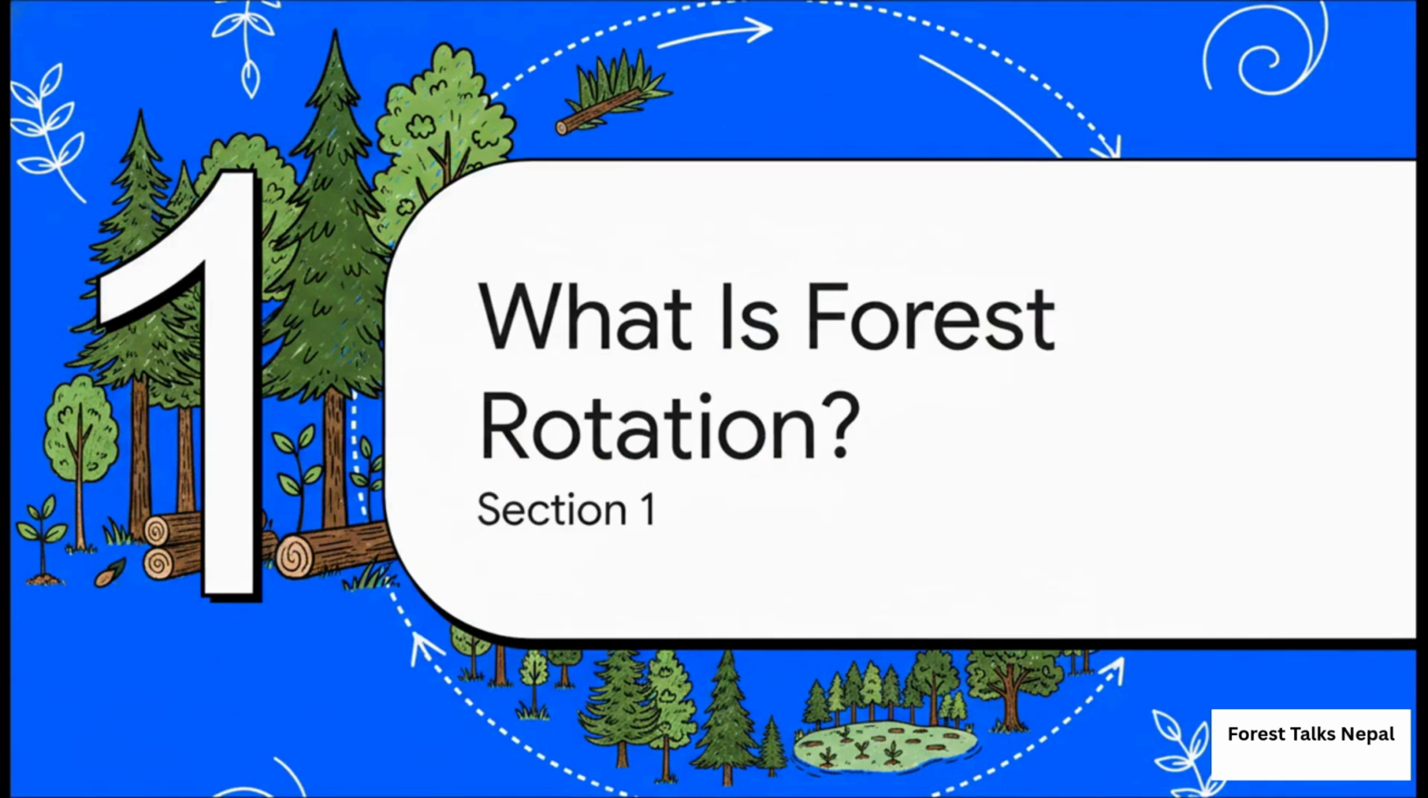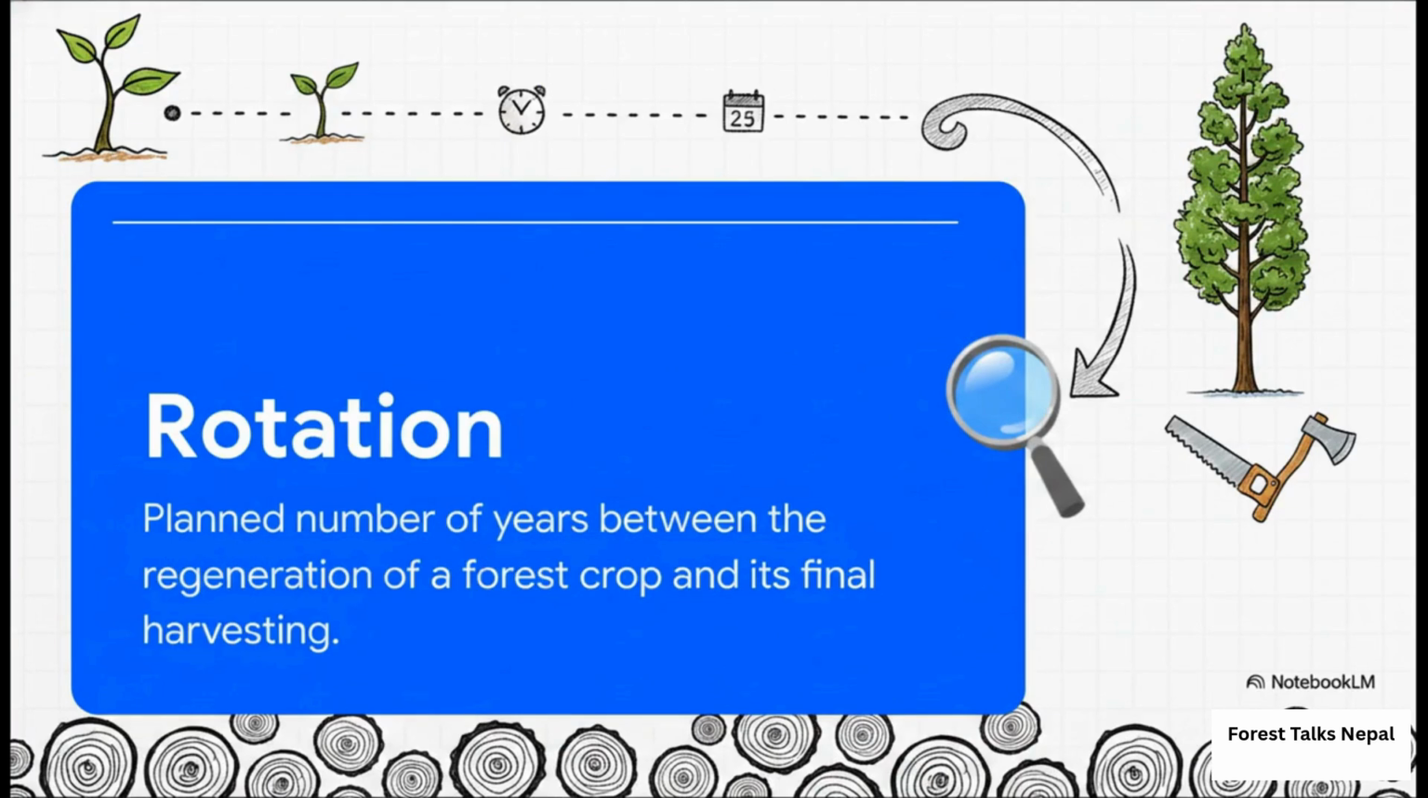Well, that brings us to section 1. What is forest rotation? Okay, let's dive right into this. The formal term we use for this timeline is rotation. And rotation is defined as the planned number of years between the regeneration of a forest crop and its final harvesting. Now, I really want you to focus on those words, planned number of years. This isn't random. It's not a wild guess. It is entirely calculated right from day one. And notice how it specifically calls it a forest crop. We aren't just sitting back and letting nature take the wheel here. We are engineering a specific, deliberate timeline from the very moment new trees sprout or regenerate to the exact moment they're cut down.